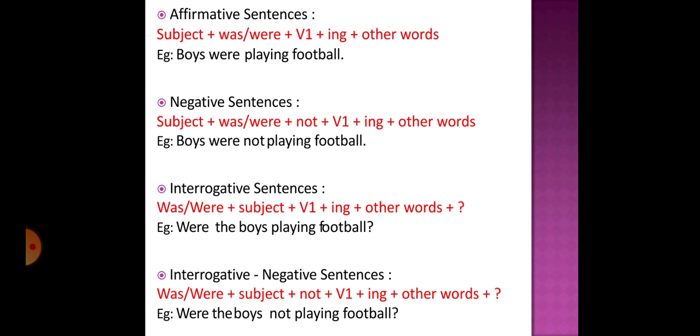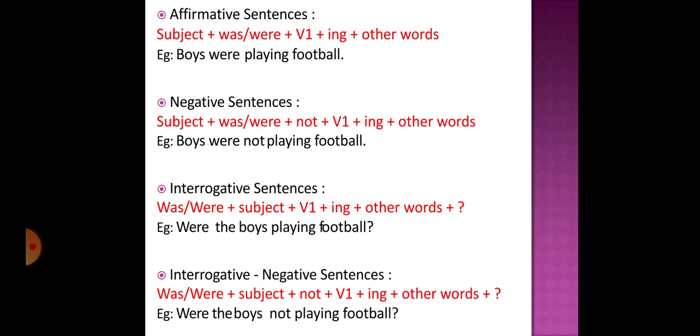Negative sentence. In negative sentences, not is placed between the helping verb and the present participle, that is, the first form plus ing of the main verb. So the sentence structure is subject plus was plus not plus verb in the first form plus ing plus other words. So, boys were not playing football. Same sentence as the affirmative, but you put a not in between what? The helping verb and the action verb.